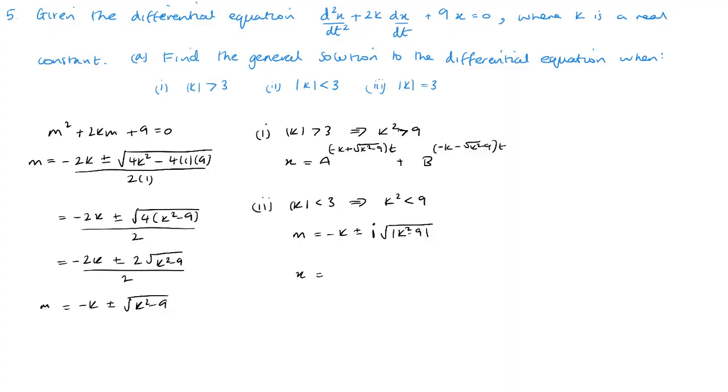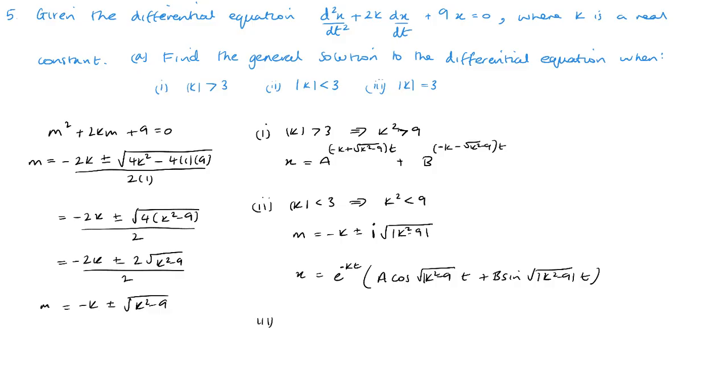So for when b squared minus 4ac is less than 0, we'll have e to the, now the positive one, so the minus kt, and then we've got a cos, and then it's this, isn't it, the bit with the i, so square root of k squared minus 9 t, plus b sine square root of k squared minus 9 t, and then we have it.